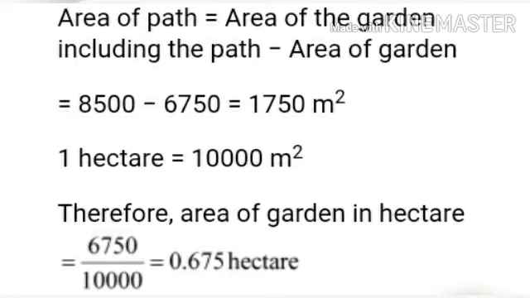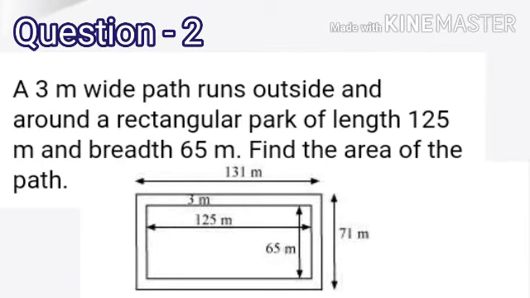1 hectare is equal to 10,000 meter square. Therefore, area of garden in hectare is equal to 6750 upon 10,000. If we divide 6750 by 10,000, we get 0.675 hectare.